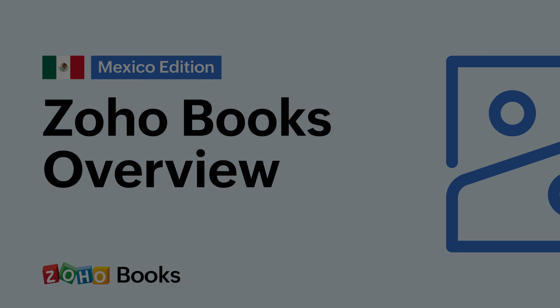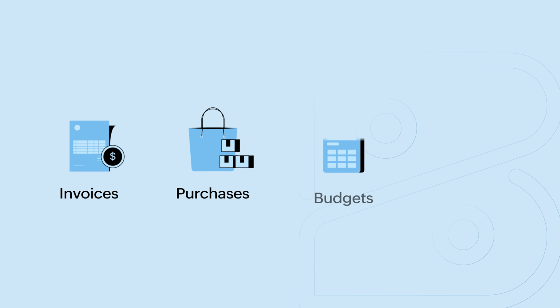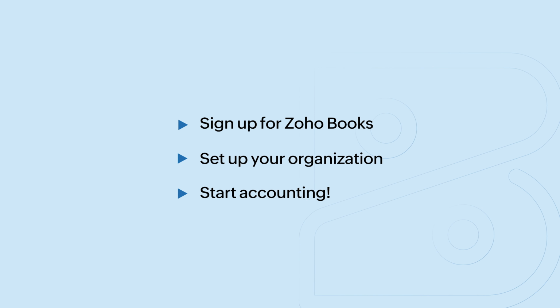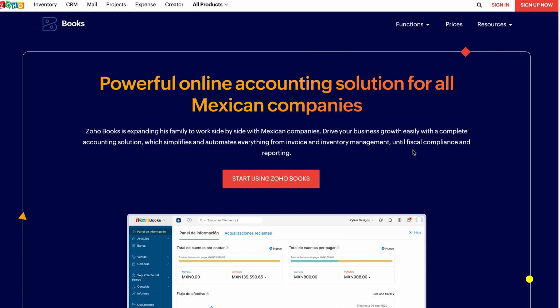Your accounting needs such as managing invoices, purchases, budgets, inventory reports, and much more. In this video, we'll see how you can sign up for Zoho Books, set up your organization, and begin your accounting right away. To get started, go to www.zoho.com/books and click the Sign Up Now button at the top right corner of the page.